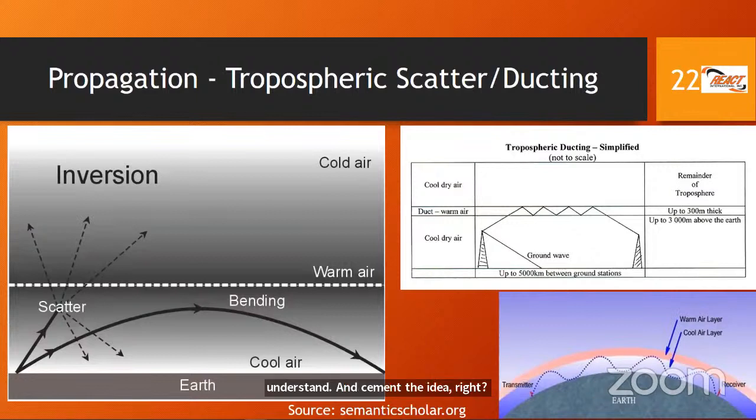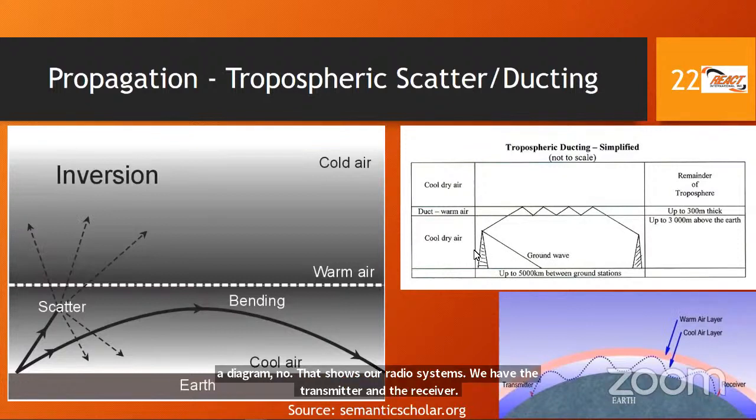So again, we have the Earth's surface, we have our transmitter, we have our receiver. We're trying to get our signal propagated so that we can communicate. And this is the tropospheric layer, or the troposphere. There's a cool layer of air, there's a warm layer of air, and there's also another cool layer of air. So that, again, is another illustration of what we're trying to do. Here's a diagram now that shows our radio systems. We have the transmitter and the receiver.